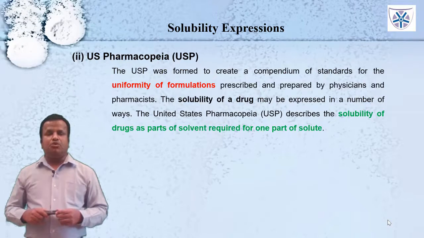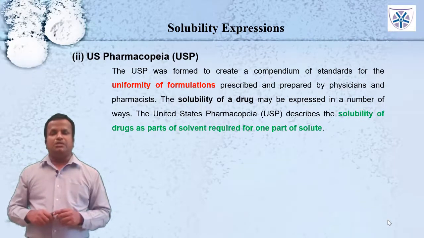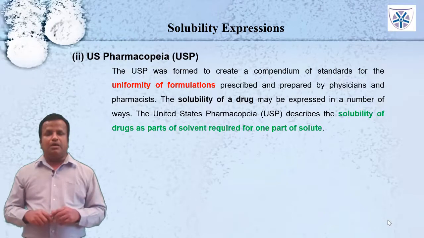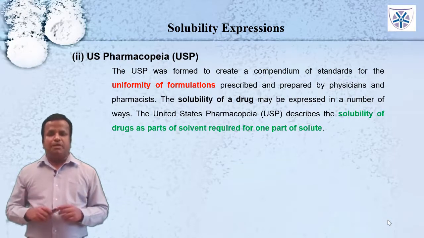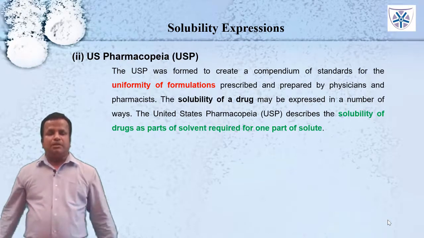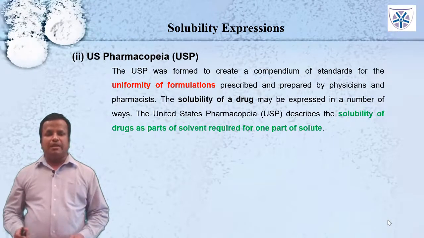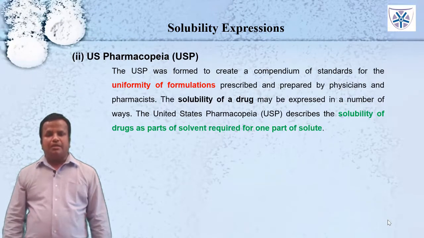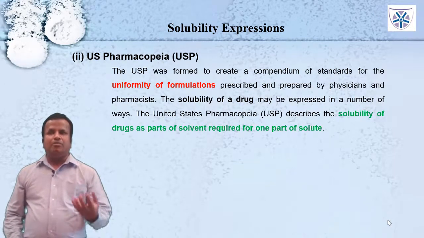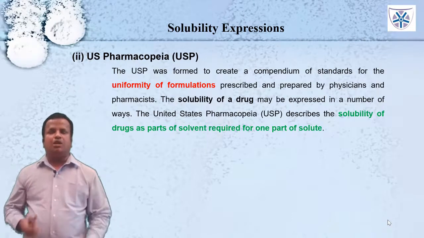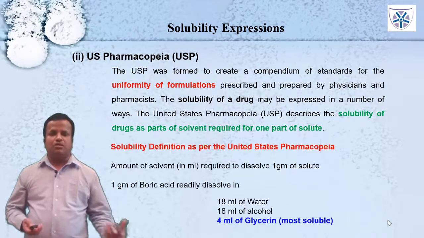Next, the US Pharmacopoeia. This terminology was formed to create a compendium of standards for the uniformity of formulations prescribed throughout the industry or the scientific community and prepared by physicians and pharmacists. The solubility of a drug may be expressed in a number of ways. The United States Pharmacopoeia describes the solubility of drugs as parts of solvent required for 1 part of solute. How much solvent is required to dissolve this amount of the salt or the compound.